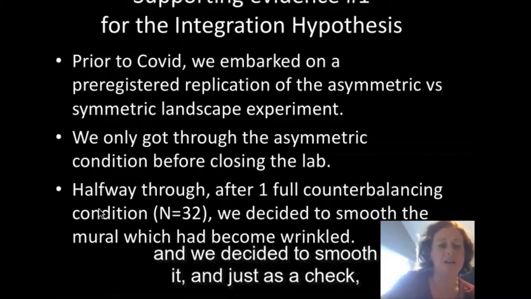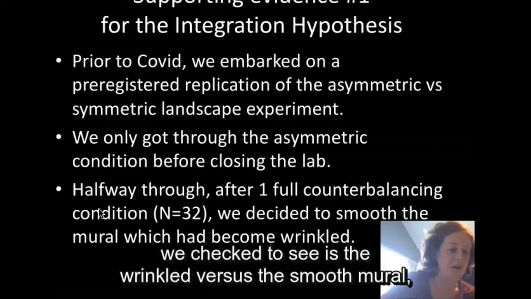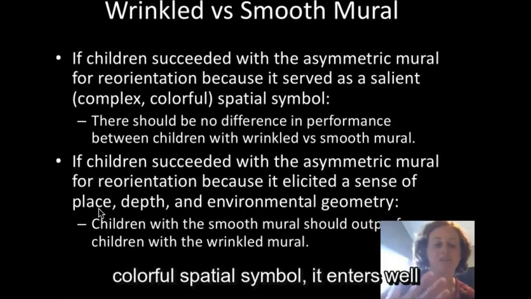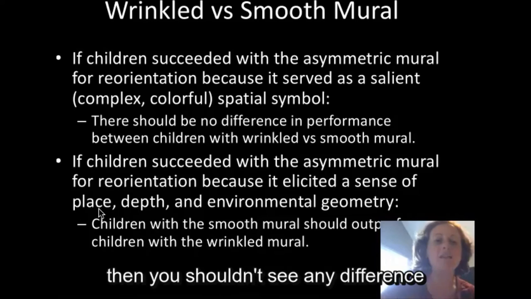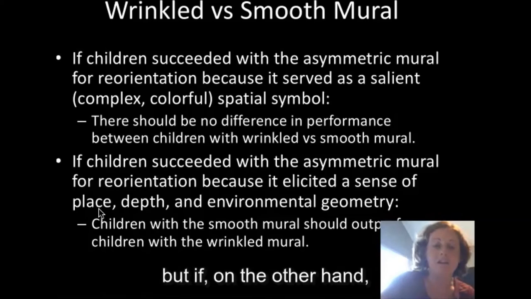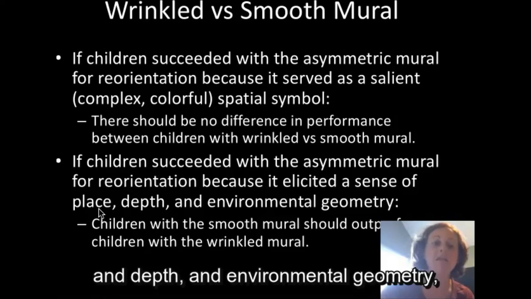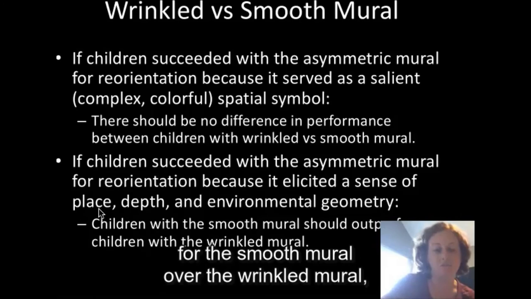And just as a check, we looked to see whether the wrinkled versus the smooth mural has any impact. If children succeed with the asymmetric mural because it was a salient, complex, colorful spatial symbol, it enters well into whatever spatial symbolic computation you need, then you shouldn't see any difference between the wrinkled and smooth mural. But if, on the other hand, the asymmetric mural helped children with reorientation because it elicited the sense of place and depth and environmental geometry, then the smooth mural should do that better, and you should see an advantage for the smooth mural over the wrinkled mural. And indeed, that was what we found.